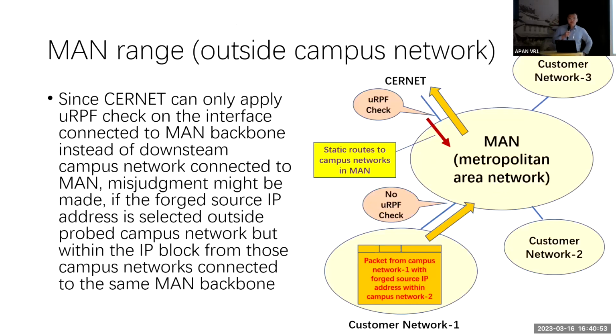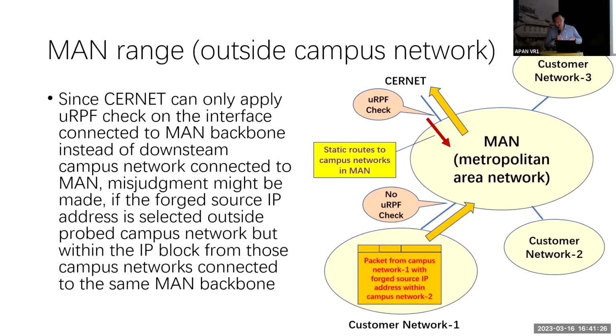And similarly, for the MAN scenarios, CERNET can only apply the uRPF check on the interface connected to the MAN backbone, instead of the downstream customer networks connected to the MAN. So a misjudgment might also be made if the forged source IP address is selected outside the 10% networks, but within the IP address block from those 10% networks connected to the same MAN backbone.